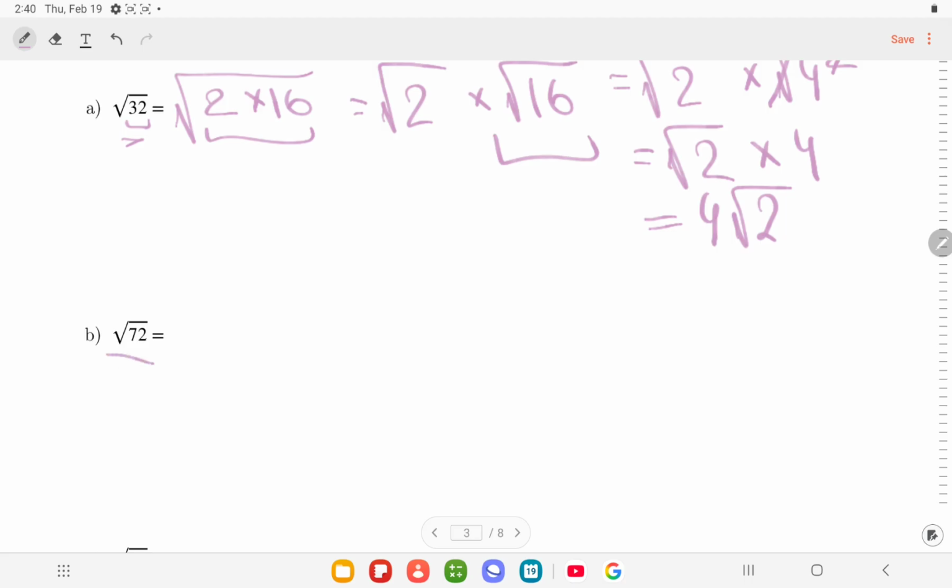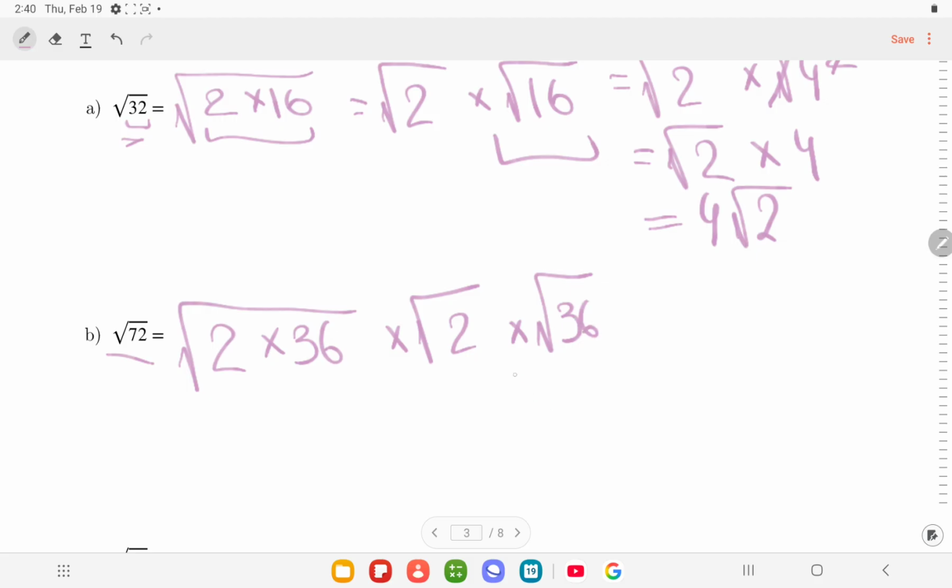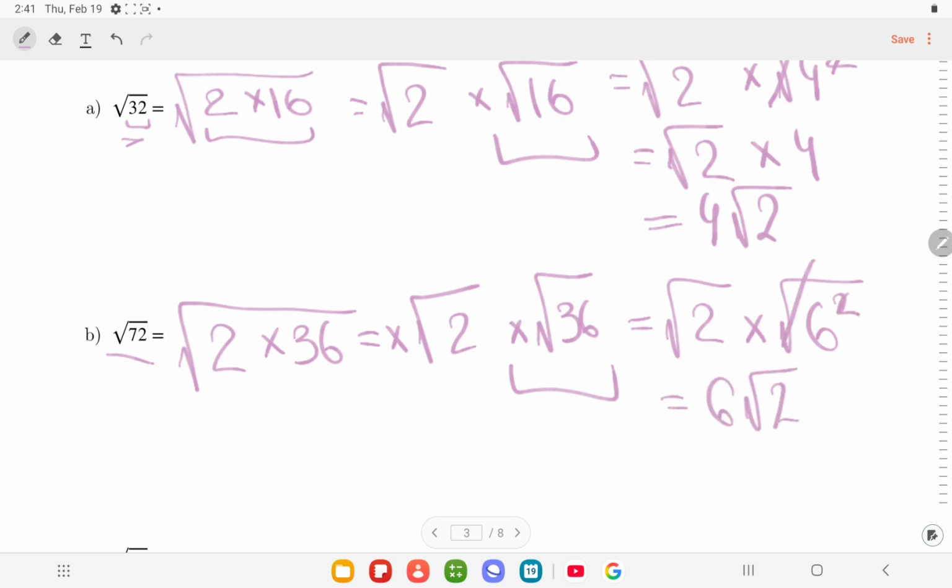Let's try the root of 72 now. The same idea, it is divisible by 2. So 72 is 2 times 36. And like we did before, we can split it into root 2 times root 36. And 36 is another perfect square. So we can go ahead and solve that. 36 is 6 squared. So we end up with 6 root 2.